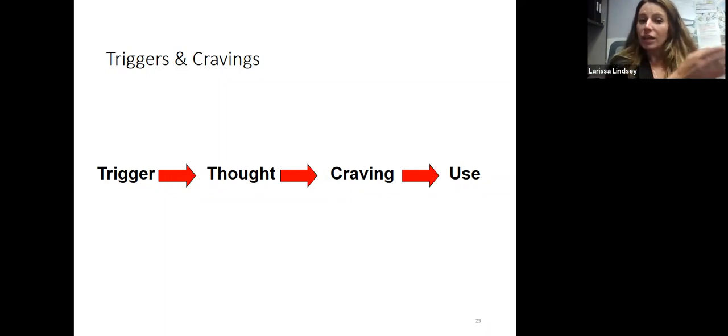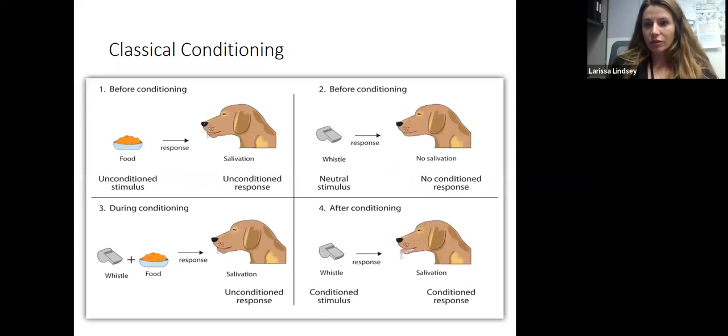So if we can intervene at the level of the trigger, if we can do something with that and help you to be really successful at managing that trigger, or managing the thought and the feeling that follows that trigger, we're not even going to need to deal with the use behavior, because you're going to stop everything downstream if you're effective at stopping it at the level of trigger.